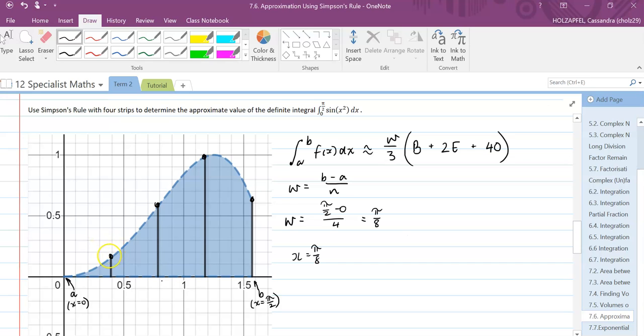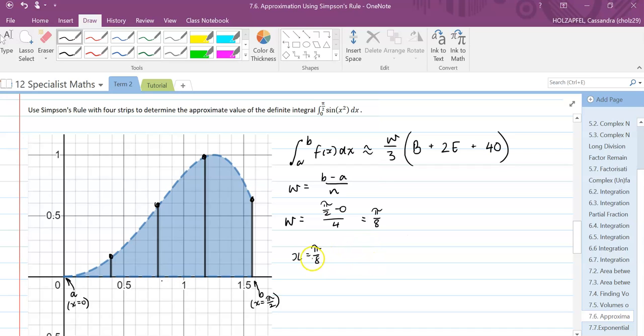I've added pi on 8 here. I'm going to add pi on 8 here. So that's going to be pi on 4. Adding another pi on 8, I'm going to get 3 pi on 8. And then adding another pi on 8, I'm going to get my pi on 2 value.